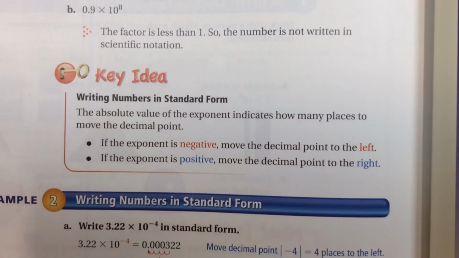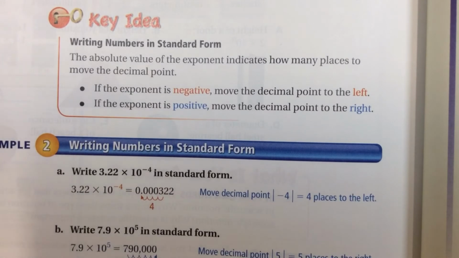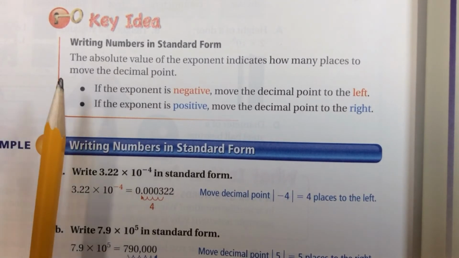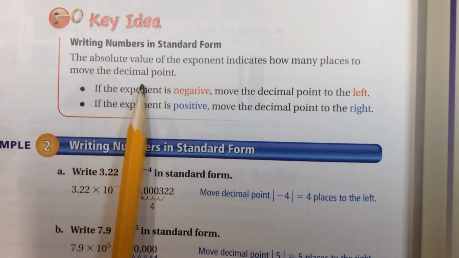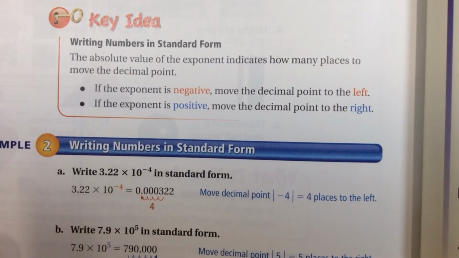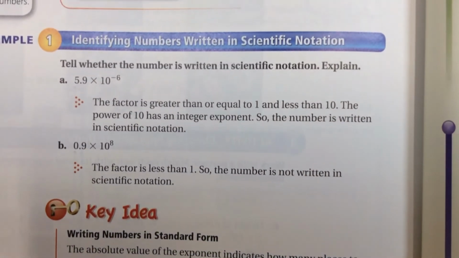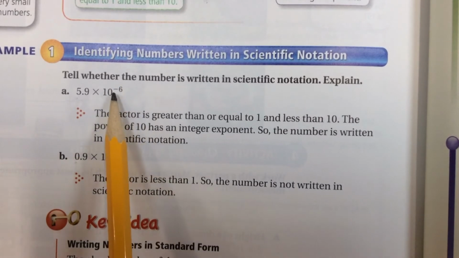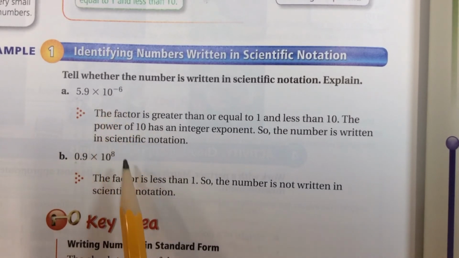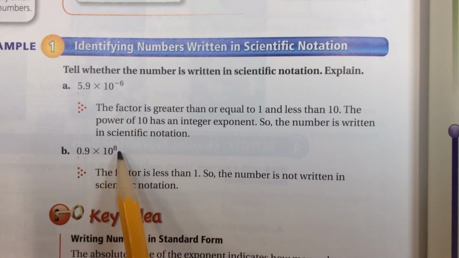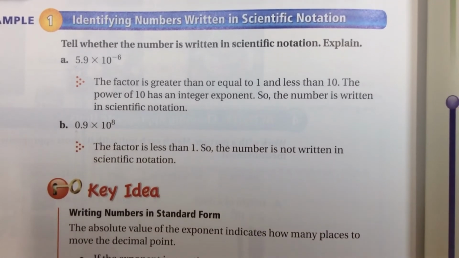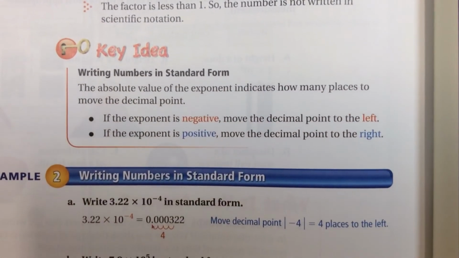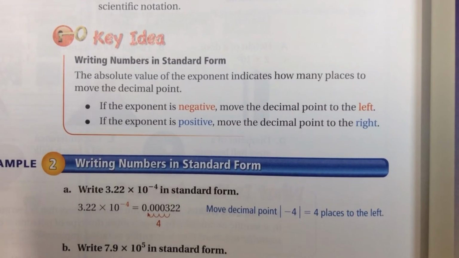The second key idea is writing numbers in standard form, the way we normally write them, from scientific notation. So the absolute value of the exponent indicates how many places to move the decimal point. So if we look back at those two that they just showed us, we would have moved this decimal 6 places, and we would have moved this decimal 8 places. We just look at that exponent, and that tells us how many places we move the decimal. Because remember, multiplying by 10, we move the decimal 1 place. Dividing by 10, we move the decimal 1 place. And that's how many tens we're dividing by or multiplying by.